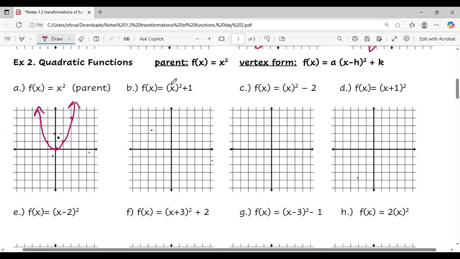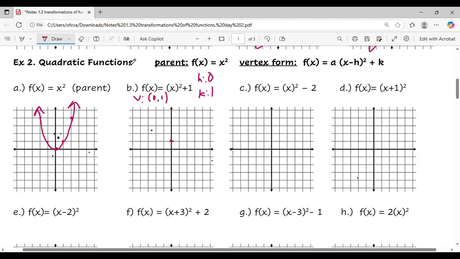So this one right here, f of x equals x squared plus 1. That plus 1, that's a k value of 1. Your h value, since you don't see it, is 0. So that automatically gives you your vertex. Your vertex is going to be 0, 1. Remember, any symmetrical graph will have a vertex. So 0, 1 is your new vertex, so that's here. And because the k is 1, obviously that causes your graph to move 1 unit up.